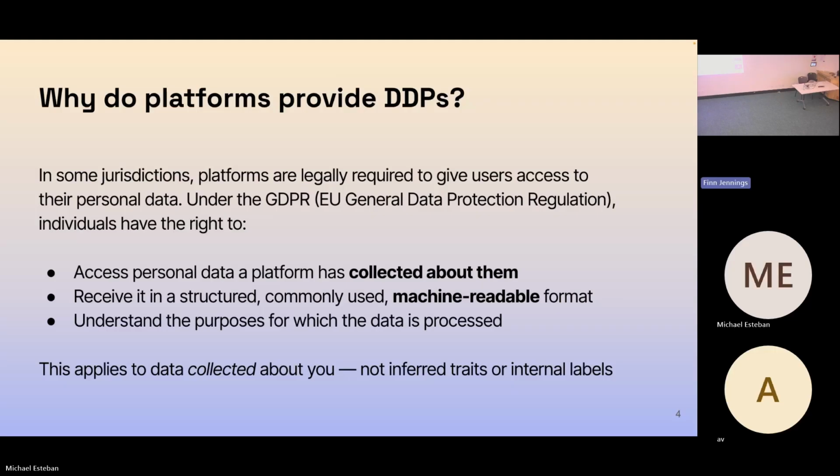It really needs to be in a machine-readable format. So that's why we end up with files like JSON, like CSV, like Parquet. These are files which most of us probably don't interact with every day, but that's what the legislation requires them to provide. And the legislation also says that we need to understand the purposes for which the data is processed. This applies to data collected about you on the platform. The platform obviously makes some inferences about you, particularly LinkedIn, for example, might infer what type of jobs you might be interested in. That wouldn't necessarily be contained in the DDP. It's really just the raw data that's being collected, which is part of the DDP.